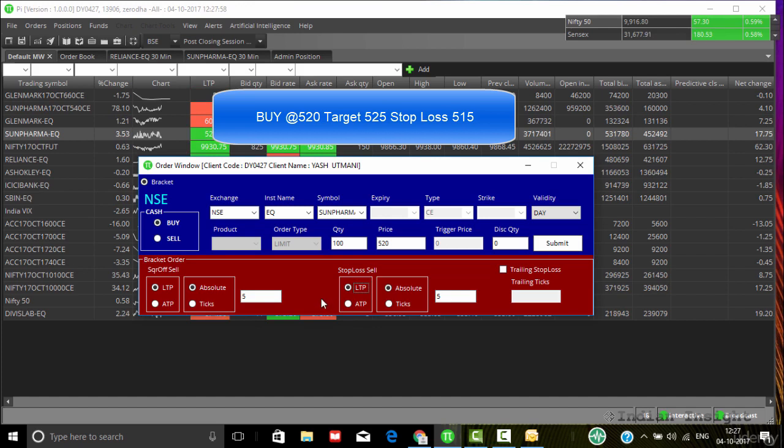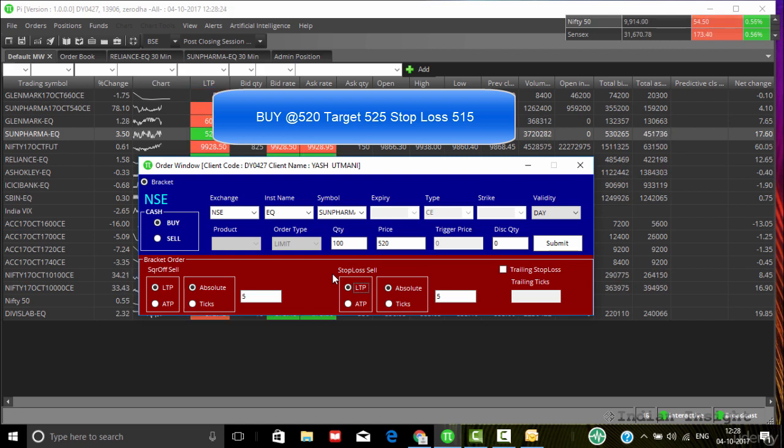If you choose the ATP option, the broker will place an order to get you out of your trade at 515. So what happens is, if you have a fast move and prices move to 513, then your exit order will still be placed at 515 and your position will still be open. As you know, this can be very risky, which is why I prefer to use LTP and not ATP. So this is how you can place a buy bracket order.